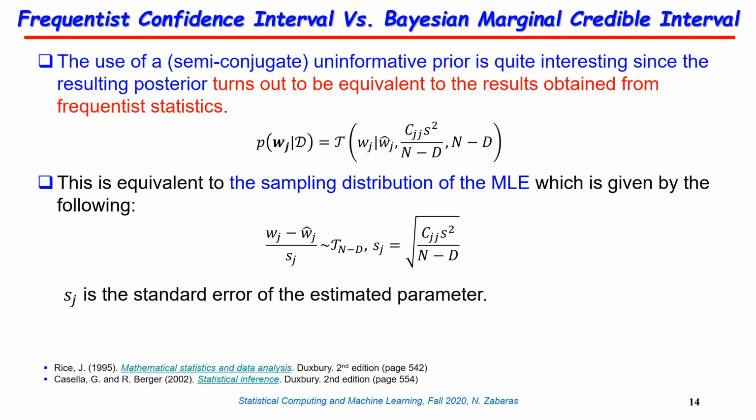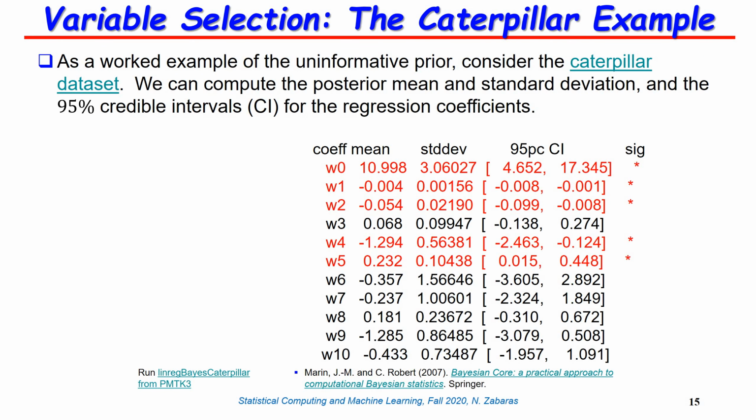All right, so actually let me do the following thing. Let me use these results to compute for this data set, the Caterpillar data set. This comes from the Bayesian Core chapter on regression models.